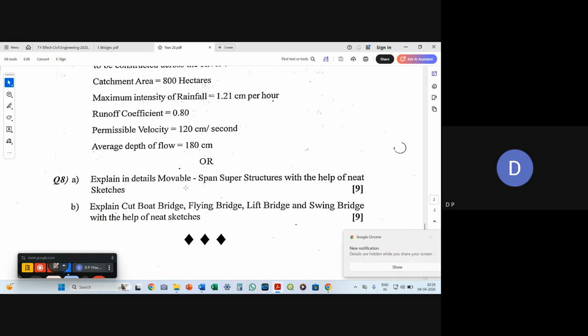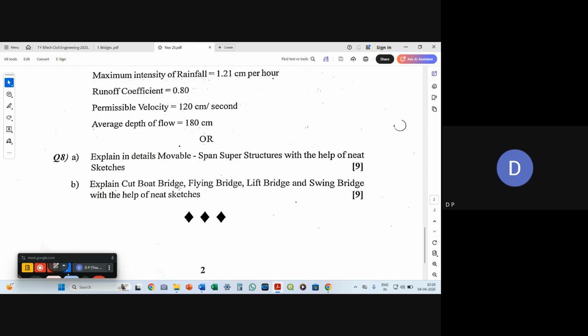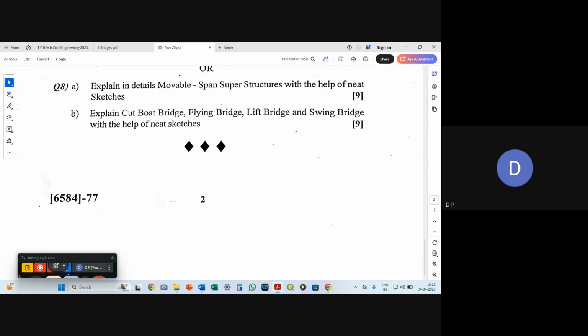Explain in detail movable span superstructure with the help of neat sketches. Sketch is very important everywhere. Explain cutboard bridge, flying bridge, lift bridge and swing bridge with the help of neat sketches. So this is particularly the question paper.